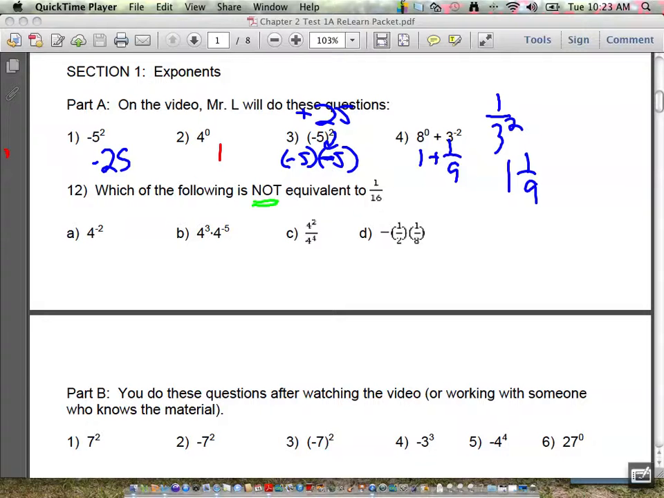We got the main point, the 25, down pat. The question is, is it going to be positive or negative? Now, I look over here, which of the following is not equivalent to 1 over 16? Negative exponent. So that's 1 over 4 squared. What's 4 squared, everybody? Is it 8? No, it's 16. So that's 1 over 16. Well, that is equivalent to 1 over 16. It's not A.